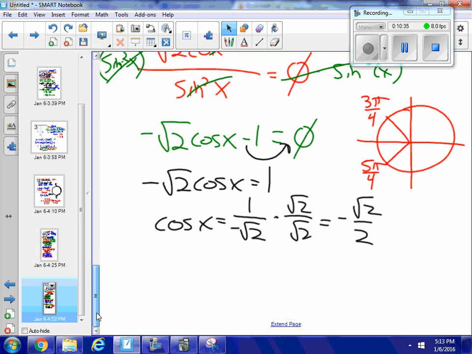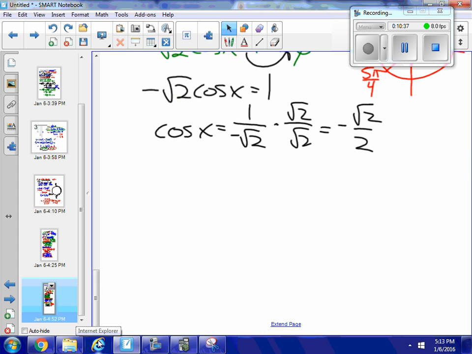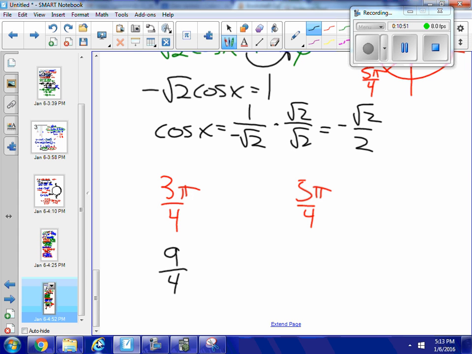Well, let's take a look again. 3 pi over 4, and I have 5 pi over 4. And let's just do some quick estimation. If I say pi is equal to 3, then this gives me 9 over 4, and this gives me 15 over 4. So this one is a little bit bigger than 2, and this one is a little bit less than 4.